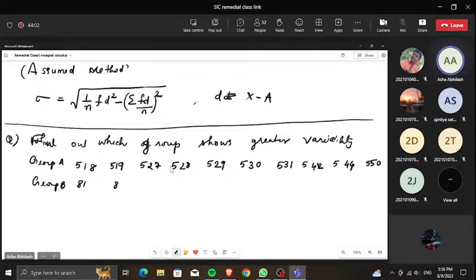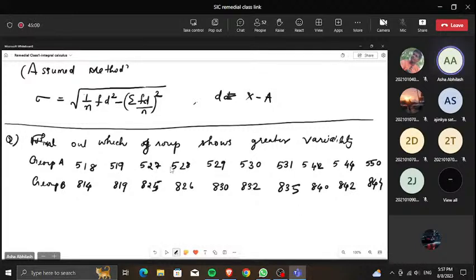Group B: 814, 819, 825, 814, 819, 824, 825, 826, 826, 830, 832, 832, 832, 835, 840, 842, and 844.